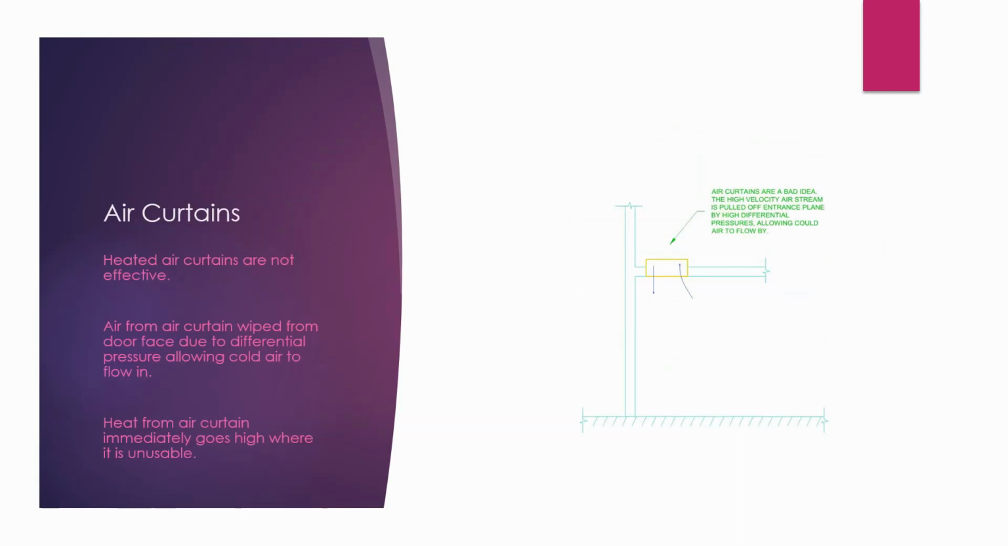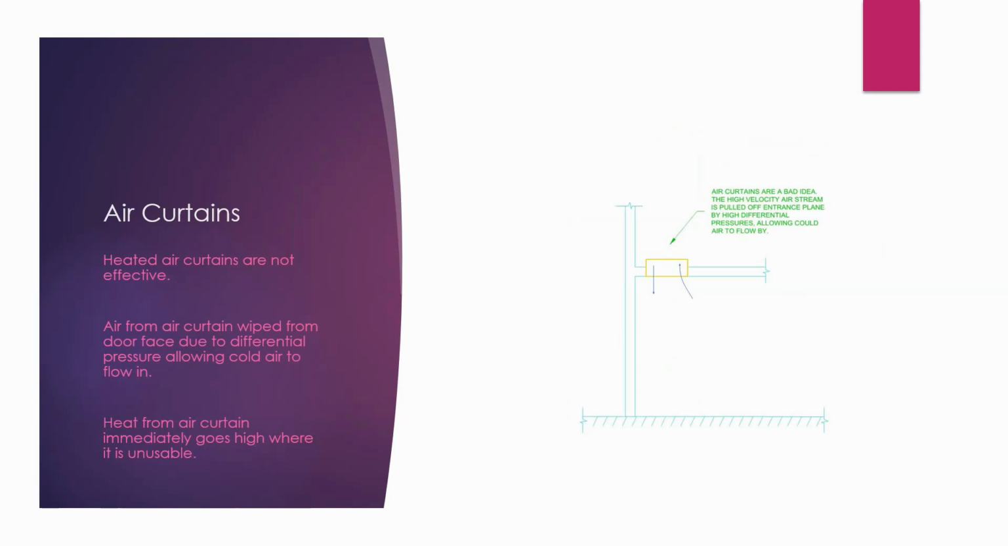So this picture shows an air curtain, and air curtains are becoming popular. They are cited in ASHRAE as a way not to have double doors, but for very cold climates like Fairbanks, they need to be avoided because the velocity does not keep the airstream at the door. When the door opens, the differential pressure is high enough to pull that stream off of the door and allow cold air to go around it.